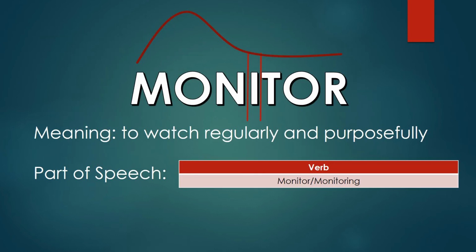In both of those sentences, the word was being used as a verb. In the first sentence, the one with monitoring, the verb was in the present progressive tense. And in the second sentence, it was being used in the simple present tense.